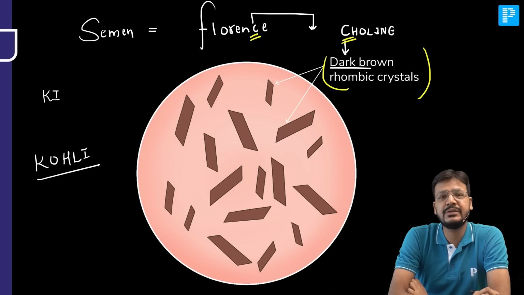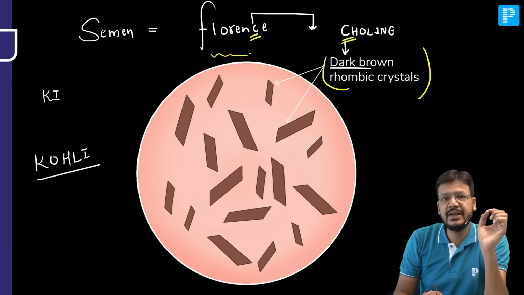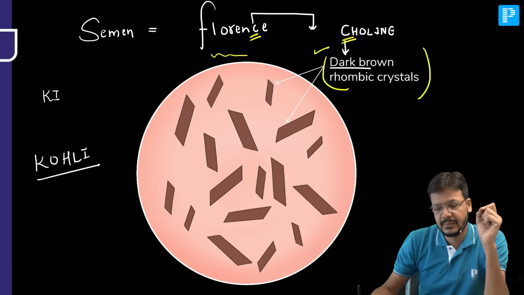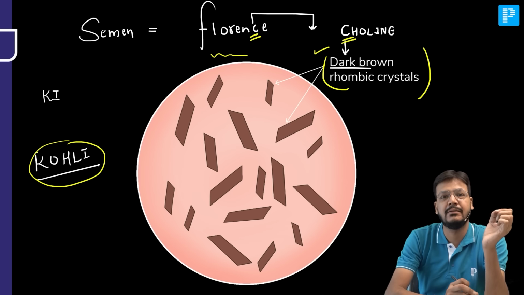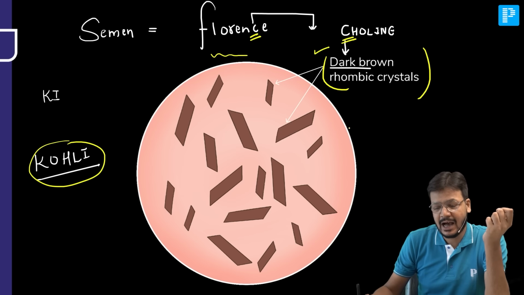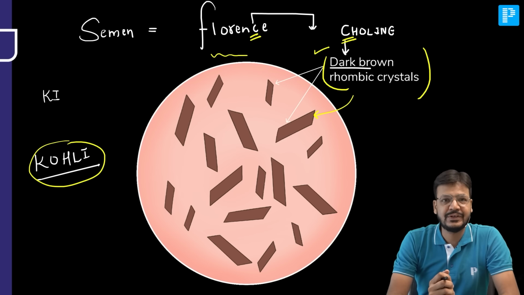For semen, we use a test that is the Florence test. This is Florence. And in Florence, we have the letter C. So it identifies C for choline crystals. And we can remember by Kohli, Virat Kohli, choline Kohli. So it is a dark brown rhombic crystal. That is the Florence test for semen.